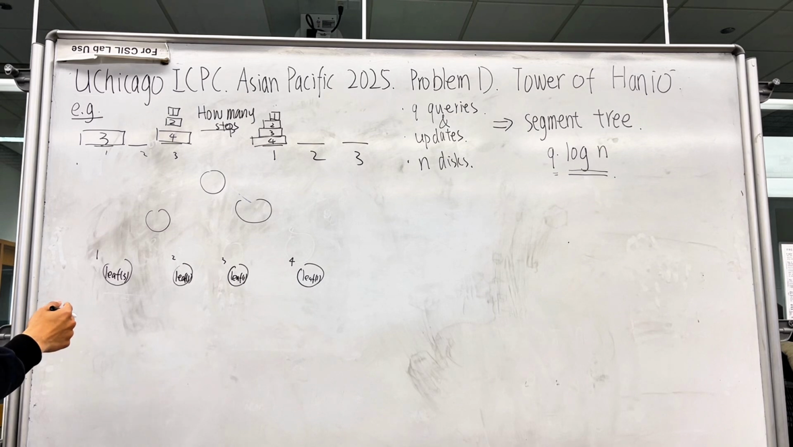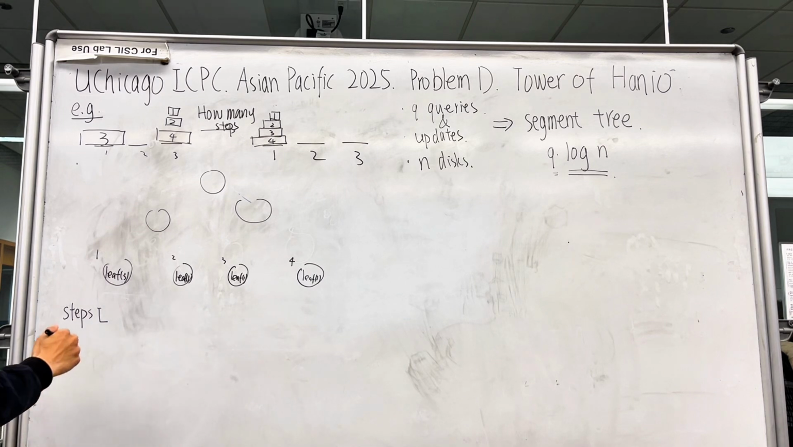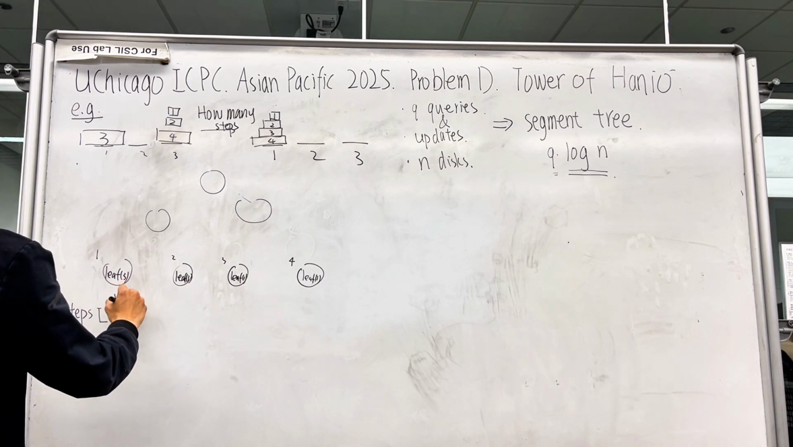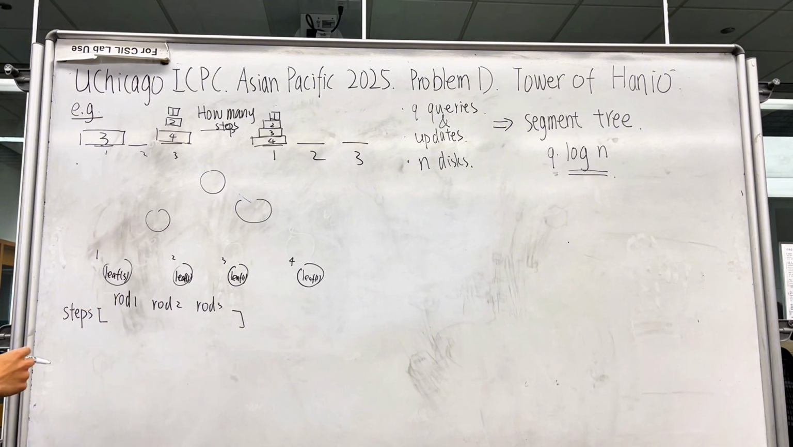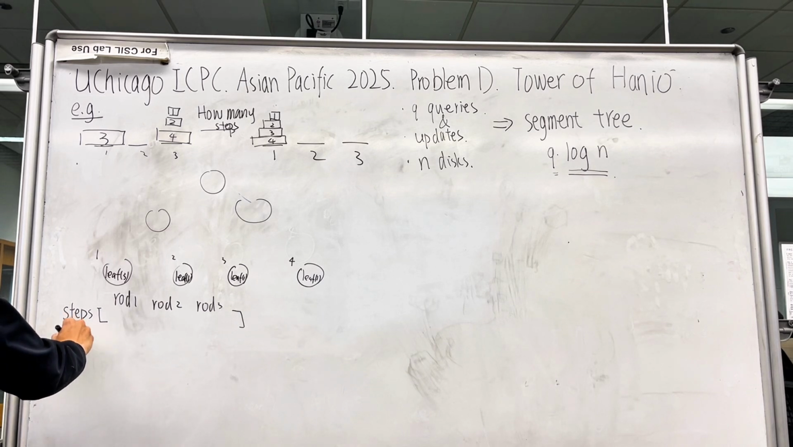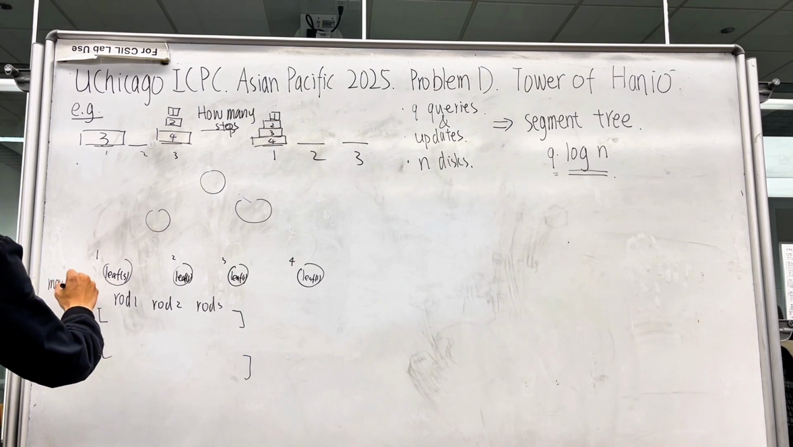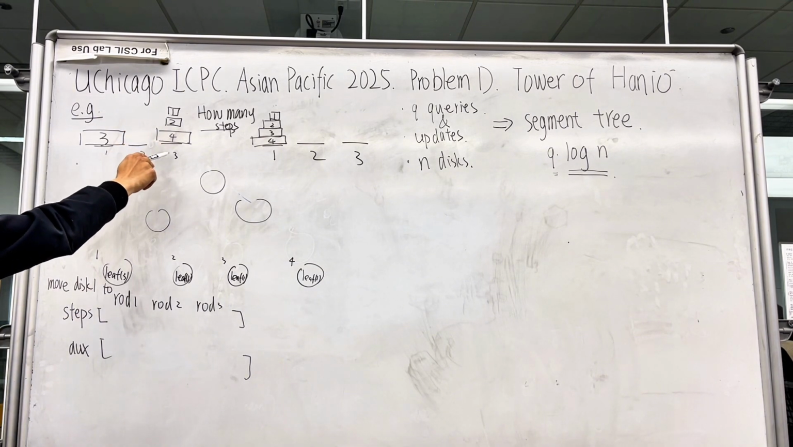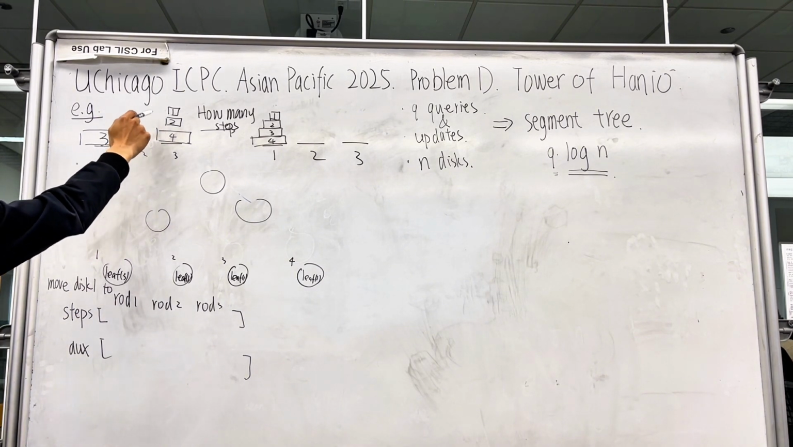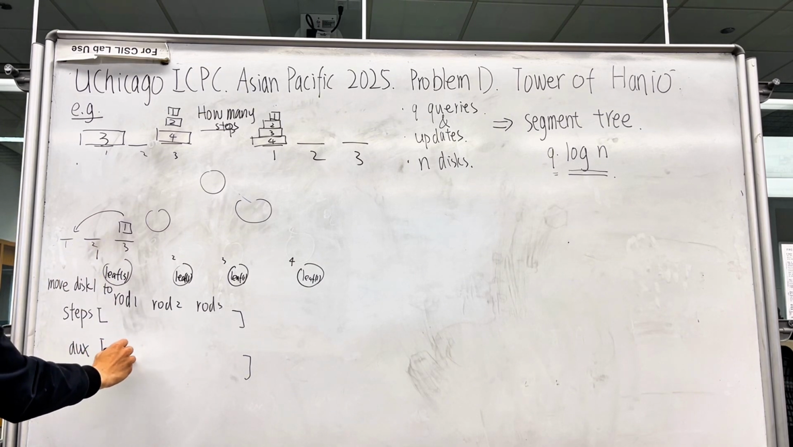What will each of the leaves contain? This will contain an array of steps, which stores, if we want to move the disk 1 to all of the rod positions, how many steps will it take? And also keep an auxiliary array. In this example, move disk 1 to rod 1. Because disk 1 is at position 3 and moving it to rod 1, we will need the auxiliary rod of 2. So let's fill in 2 here.